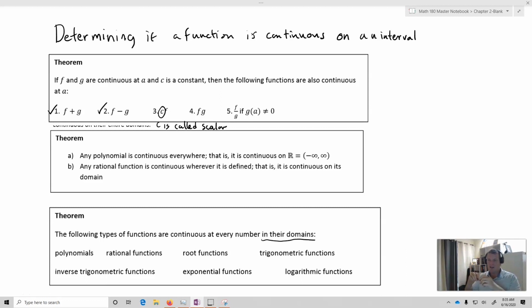Logarithmic functions. Well, that's one from your review. Remember that a log is not going to be defined at x less than or equal to 0. So the natural log of 0 does not exist. Anything negative is also not going to exist. So just review the domain of these functions.